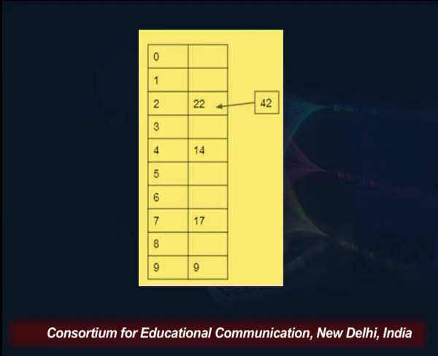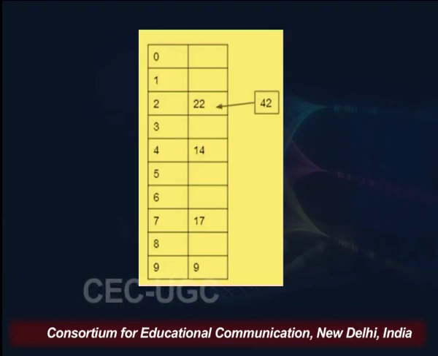This situation is known as collision, because 22 has already taken the slot corresponding to 2, and now 42 is also mapped onto the same position on which 22 is already sitting. So here is a collision. This is what the situation of collision is.